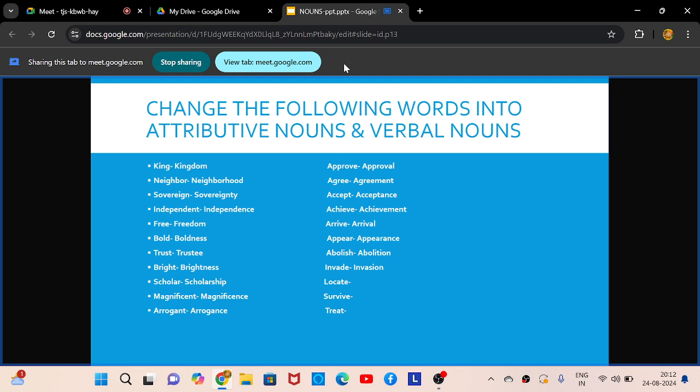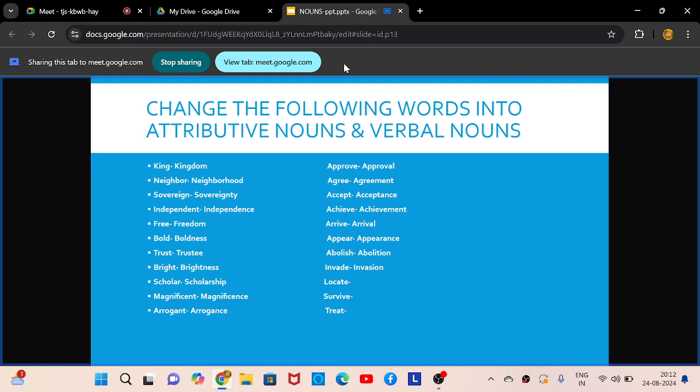Approve, approval, agree, agreement, accept, acceptance, achieve, achievement, arrive, arrival, appear, appearance, abolish, abolition, invade, invasion, invention. Locate, find out the answers. Yes. Locate, location. Good. Survive, survival.